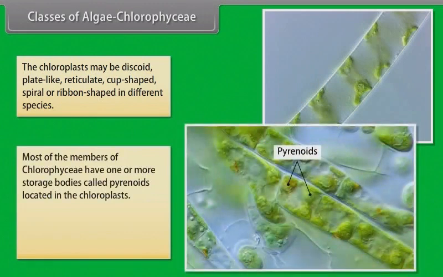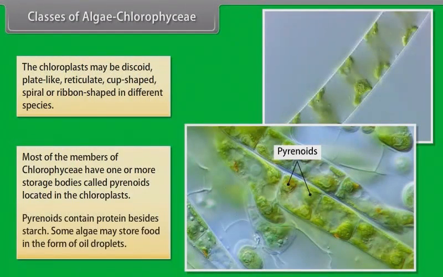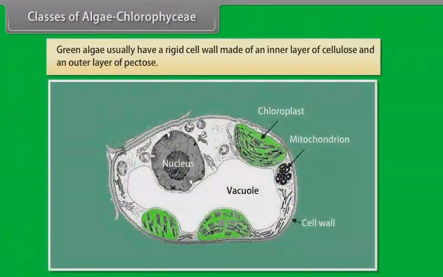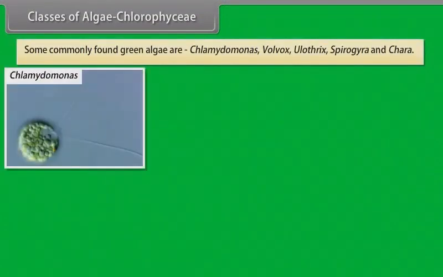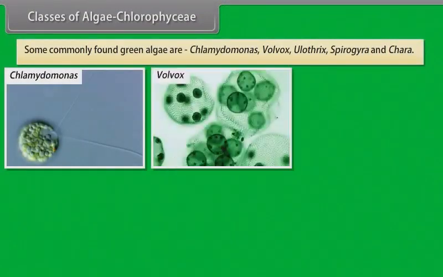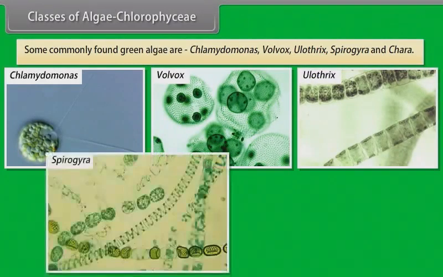Most of the members of Chlorophyceae have one or more storage bodies called pyrenoids located in the chloroplasts. Pyrenoids contain protein besides starch. Some algae may store food in the form of oil droplets. Green algae usually have a rigid cell wall made of an inner layer of cellulose and an outer layer of pectose. Some commonly found green algae are Chlamydomonas, Volvox, Ulothrix, Spirogyra, and Chara.